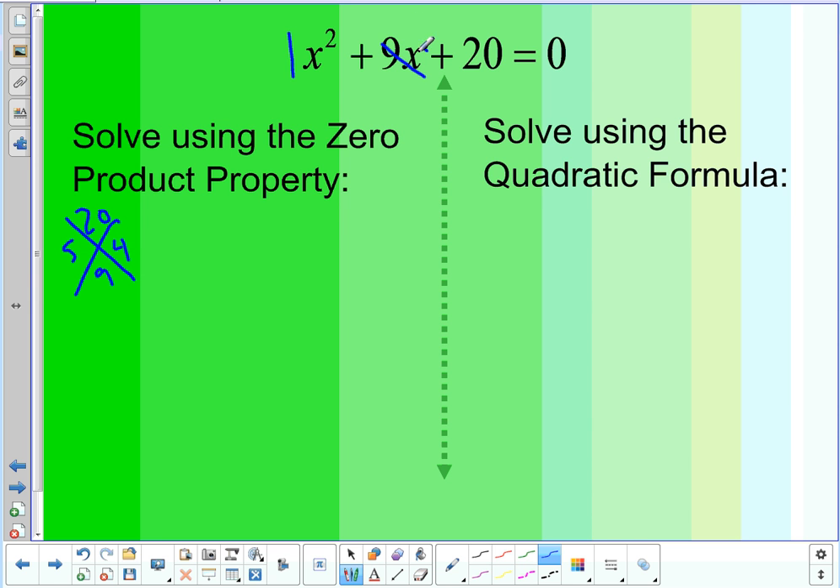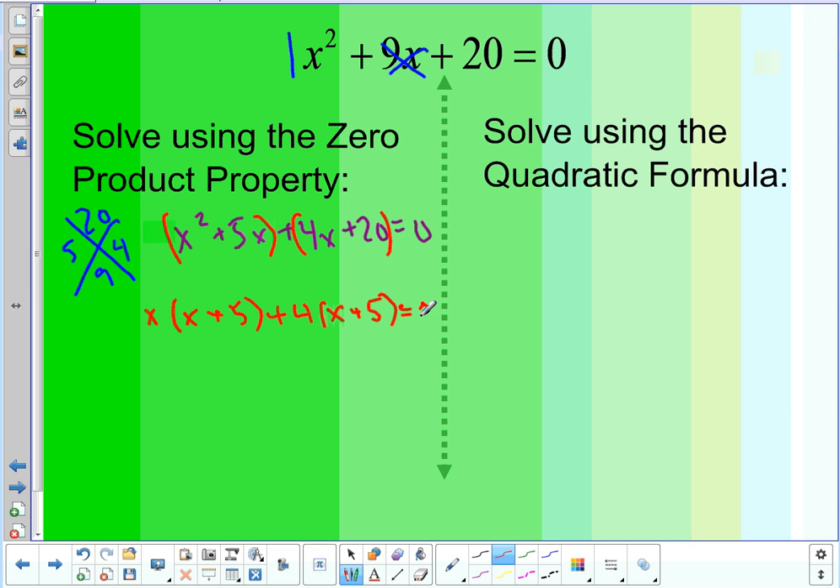So then what I do is I get rid of that 9x and I split the middle. So now I'm going to have x squared plus 5x plus 4x plus 20, and that whole thing is still equal to 0. And now that I have 4 terms instead of 3 terms, I can group them. So now I'm going to group the first two, group the last two, and pull out the GCF. From the first one, I can take out an x, leaving me with x plus 5. From the second group, I can take out a 4, leaving me also with x plus 5. My parentheses match, so I know I'm on the right track. And then I put my factors together, x plus 4 and x plus 5.